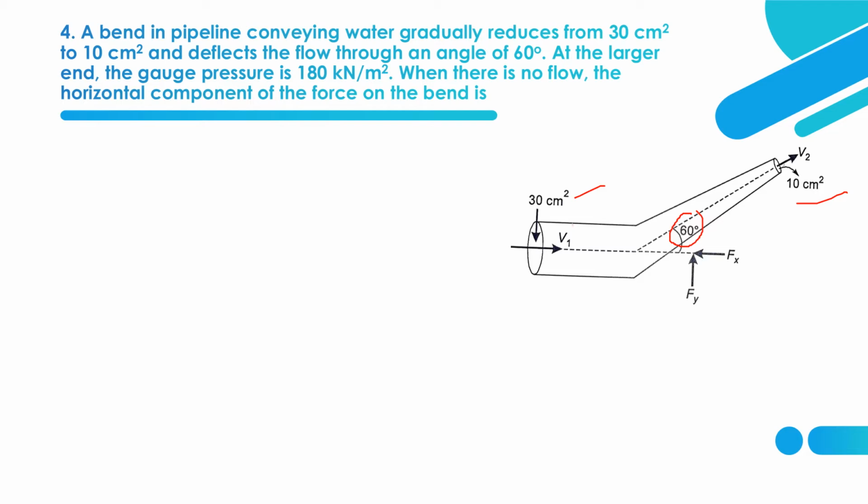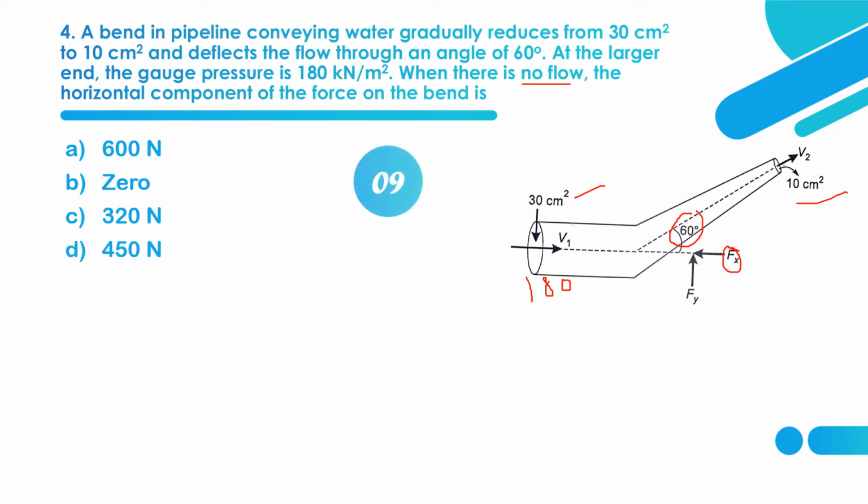At the larger end, so this is the larger end, the gauge pressure is given as 180 kilonewton per meter square or kilopascal. When there is no flow, the horizontal component of the force, that is F suffix x, on the bend is, so this is the force we have to find in this case. So option A 600 Newton, option B 0, option C 320 Newton, option D 450 Newton.